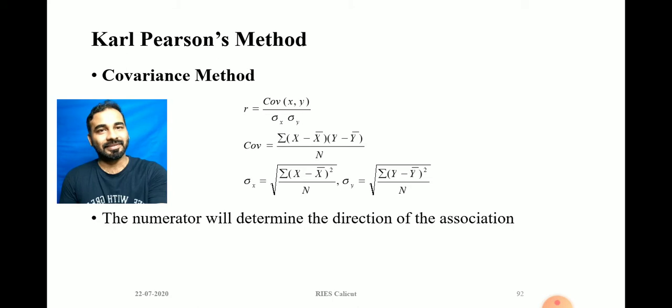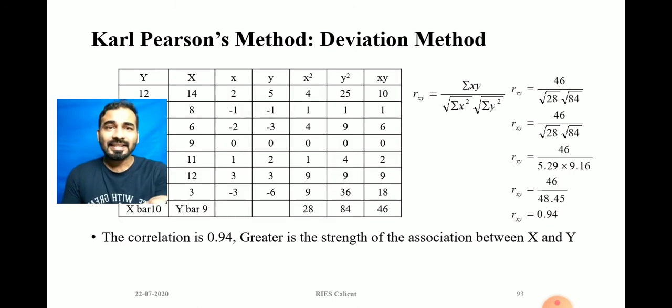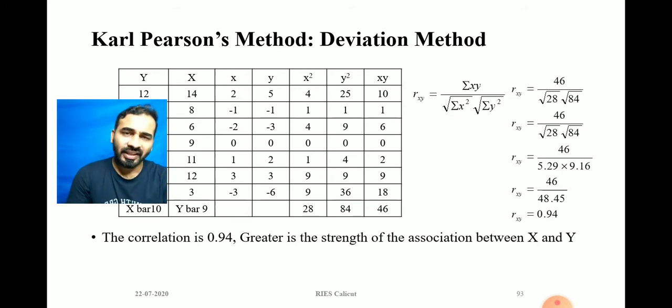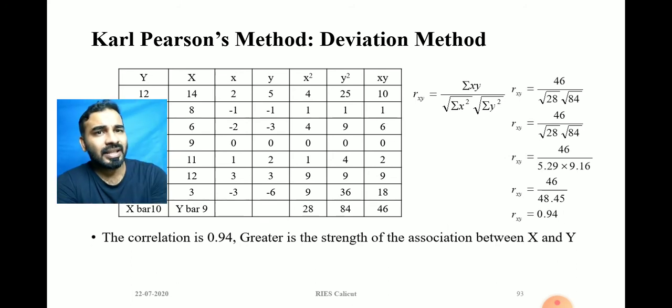Then the second method is called the Pearson method, the Karl Pearson method of correlation, which you may know, and this can be found using different equations. There are the direct method, shortcut method, and step deviation method. I'm not going into those things. I'm just giving you only one method, called the deviation method, because if you learn this method, then it will be very easy to learn regression analysis.